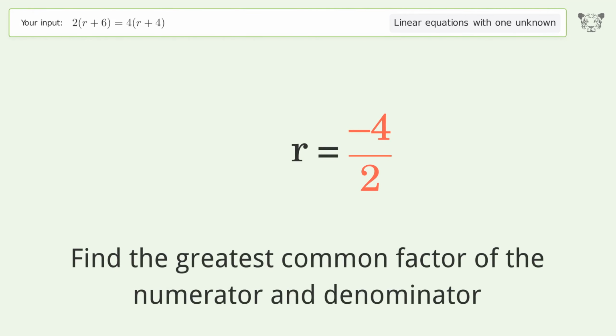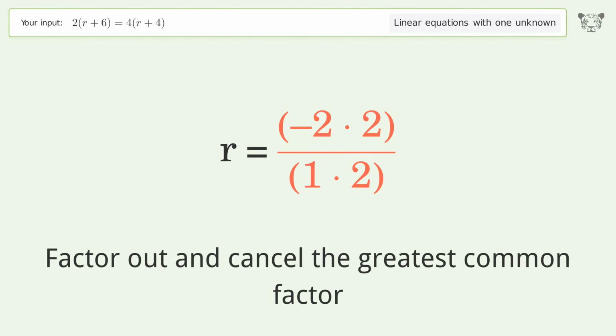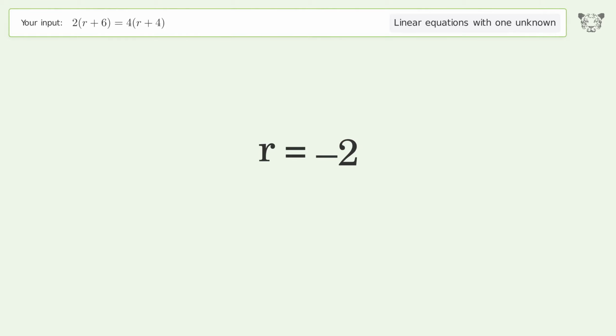Find the greatest common factor of the numerator and denominator. Factor out and cancel the greatest common factor. And so the final result is r equals -2.